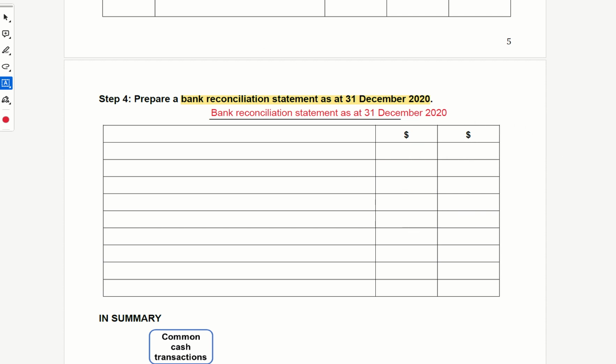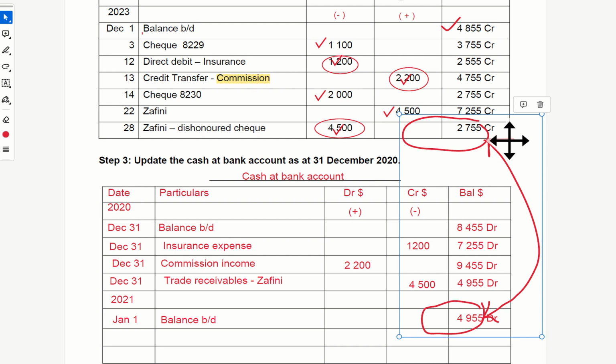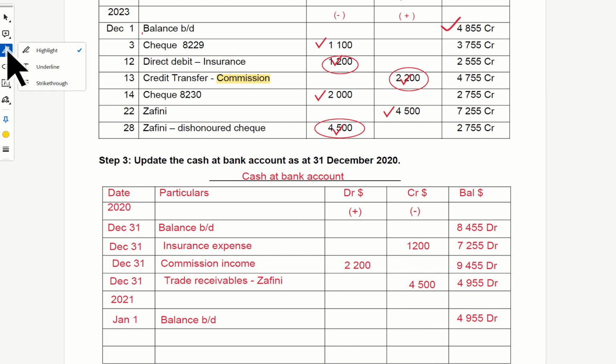Now you're going to start off first with the balance as per bank statement. What does this word "as per" mean? As per just means according to. Balance according to your bank statement. So what is your final balance according to your bank statement? According to your bank statement, you have 2755, right? There was an ending balance of 2755. So you are going to use that in your bank reconciliation.